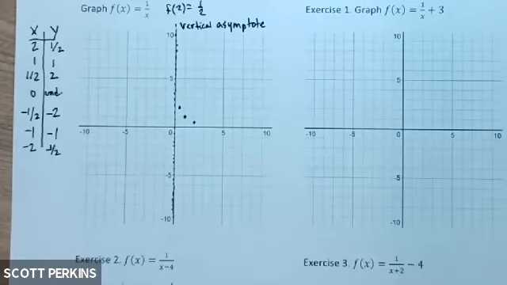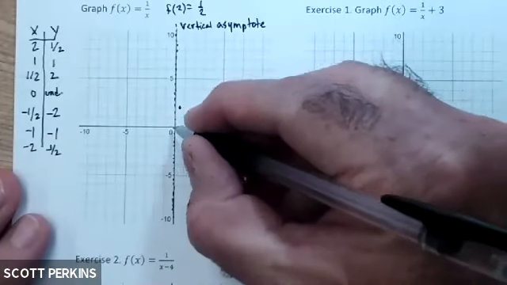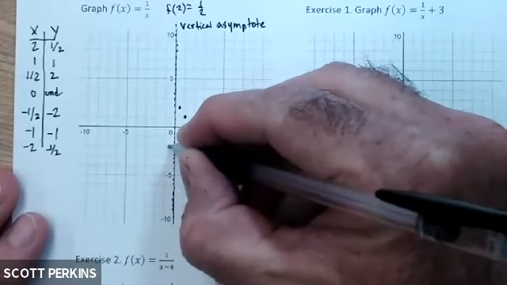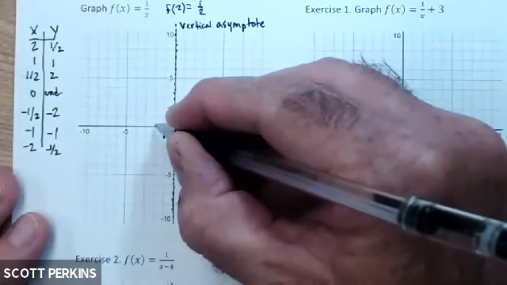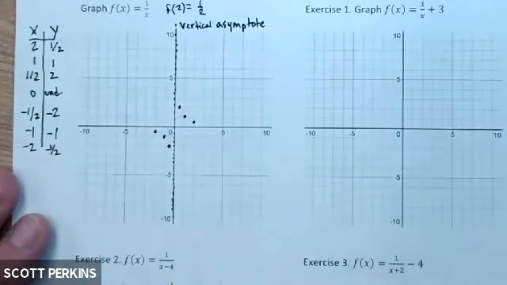We'll talk a little bit more about that in just a second, because that's a super important part of this graph. On the other side, we go to -1/2 and -2. So I'll make a dot right there. -1 and -1, and then -2 and -1/2. And there's my thing.